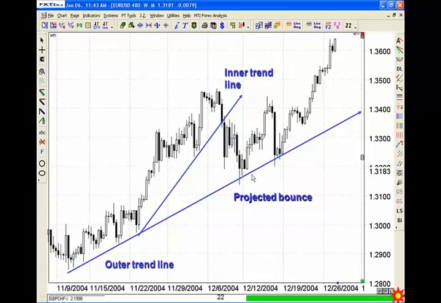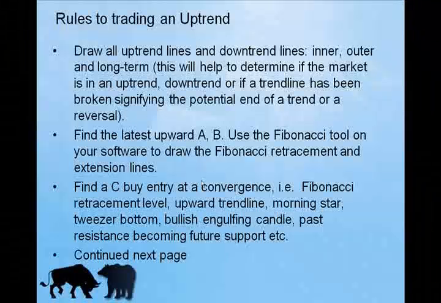Here's where we would have projected a bounce. Now, rules to trading an uptrend: draw all your trend lines, inner, outer, long term. We find the latest AB, and we use the Fibonacci tool on your software to find the retracement.